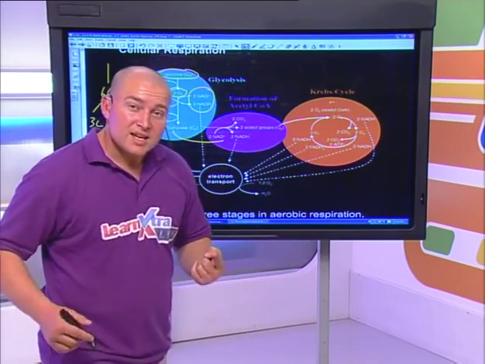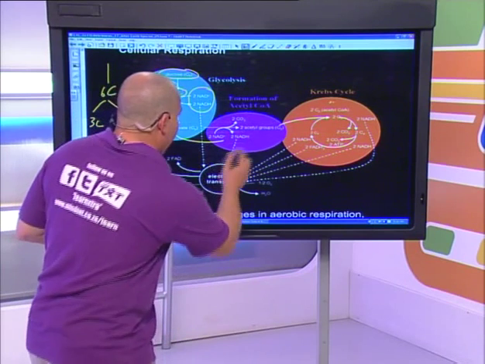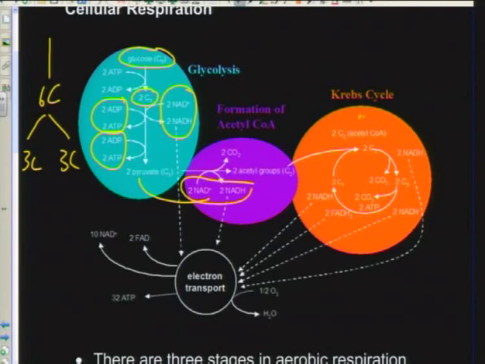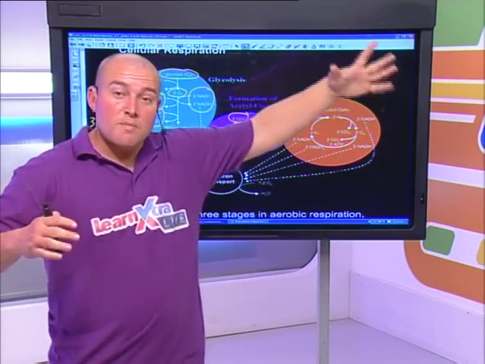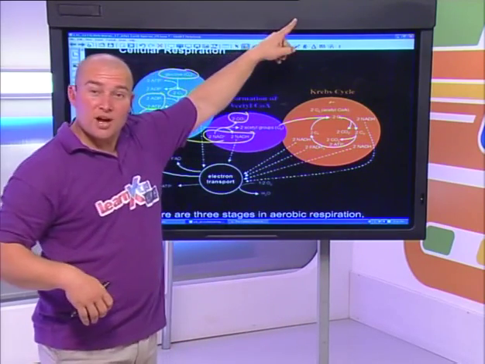So the first thing it does is we gain another NADH molecule, and it releases two carbon dioxide molecules. So what have we made already? Carbon dioxide. Okay, we've made carbon dioxide, so we're giving that off into the atmosphere. Remember, plants took it in and gave off oxygen. We're giving off carbon dioxide.